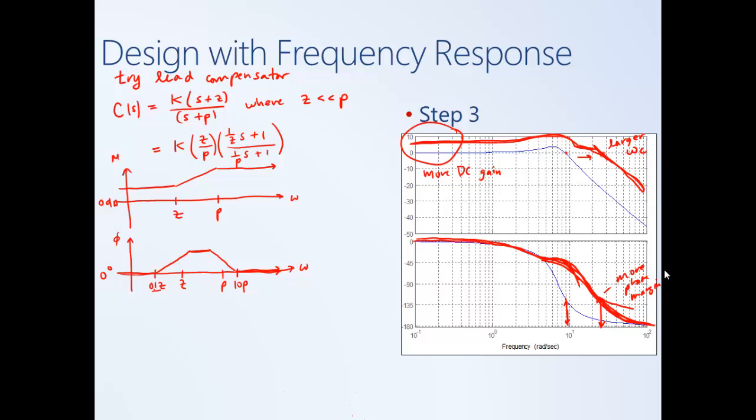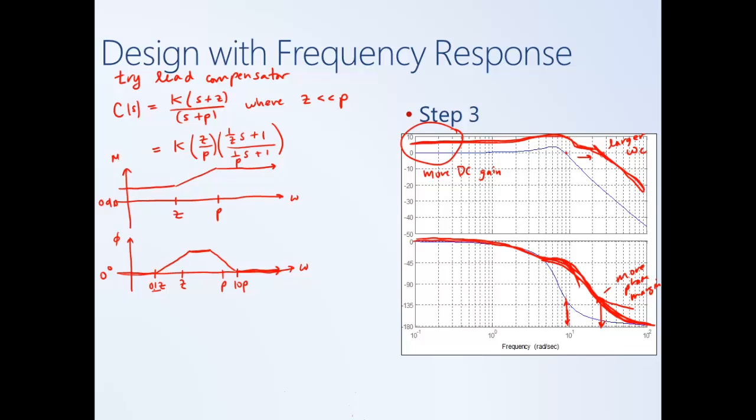Again, this is an iterative process, so if that's not sufficient, then we could try to add more, or we could try and change the location of the pole and the 0 of our controller. So there's a compensator that will achieve all the goals we were trying to achieve.